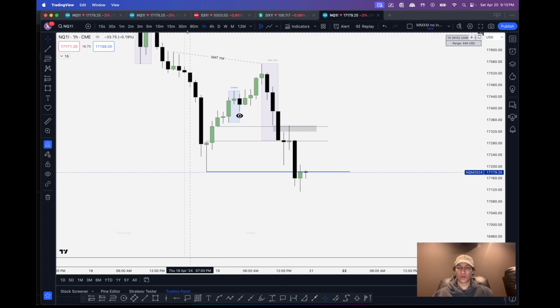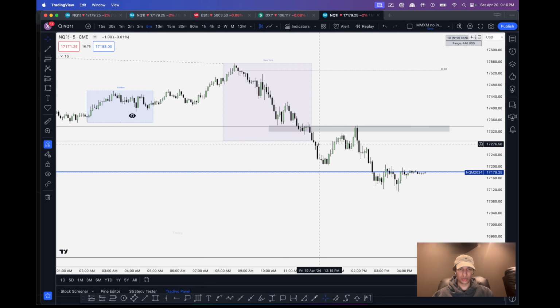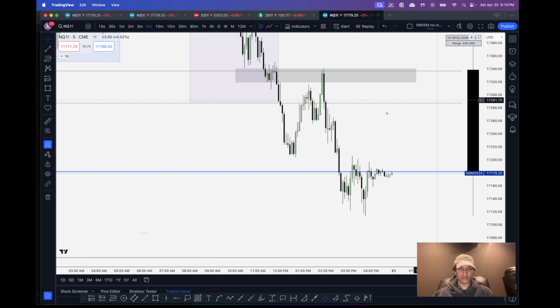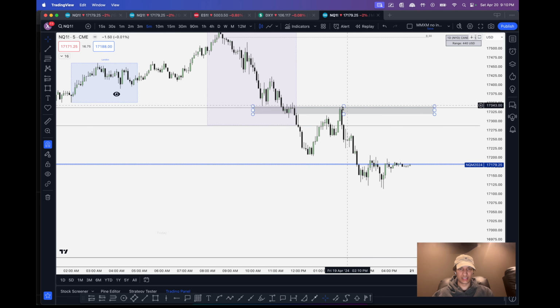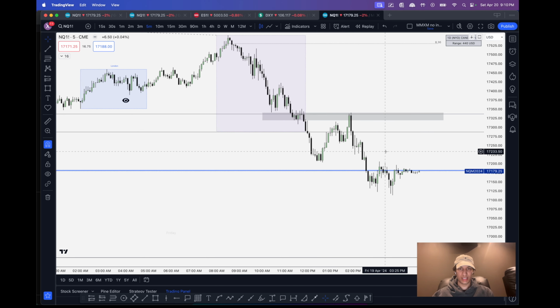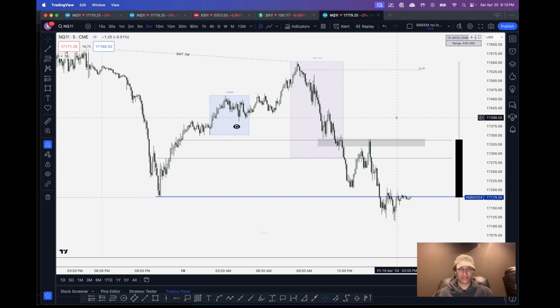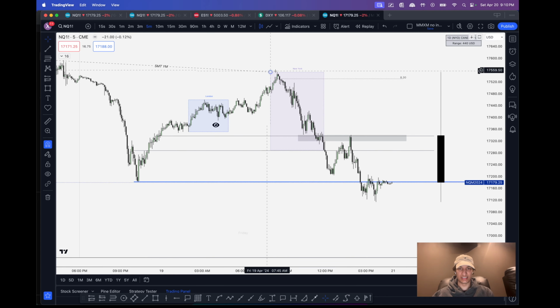So now, once we zoom in to the 5 minute, once we come back in the PM session and we retrace this internal range fair value gap, what we can do is frame this last distribution leg of this 5 minute market maker sell model. And what we actually want to do is frame this in context of the entirety of this market maker sell model that occurred throughout the day.